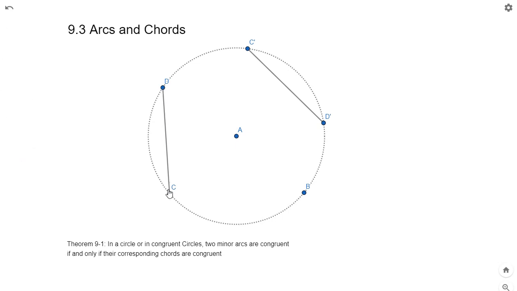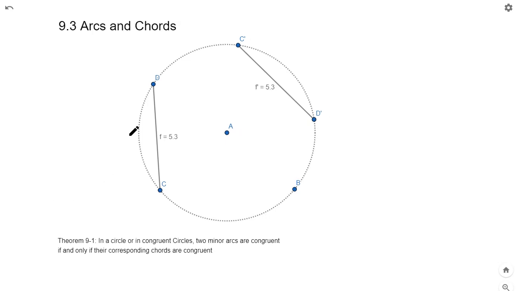The segment CD and the segment C prime D prime, those two would be chords, or if I wanted to connect D to B, then that would be another chord. So a segment that connects 2 points on the circumference. Now, what the theorem is telling us is that if we have two chords that are congruent, which is what these two are, CD and C prime D prime, they are congruent, and I'll show you their lengths. These two chords, CD and C prime D prime, are both congruent. They have the same measurement.